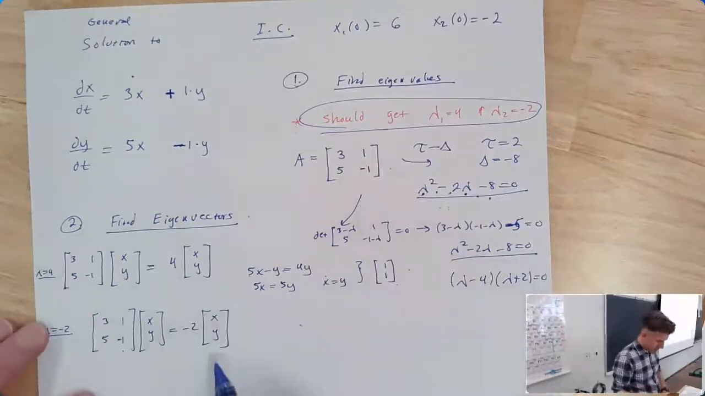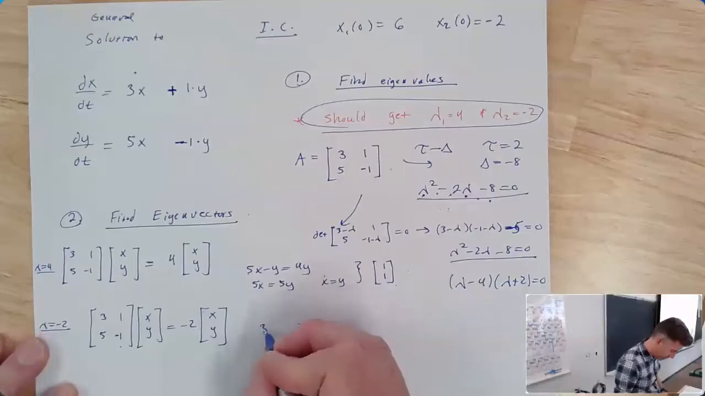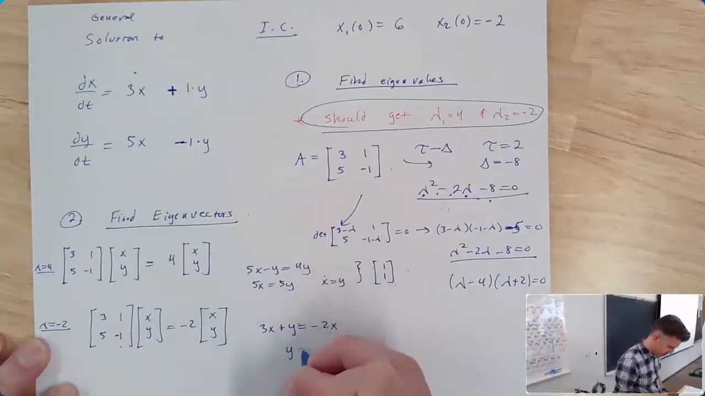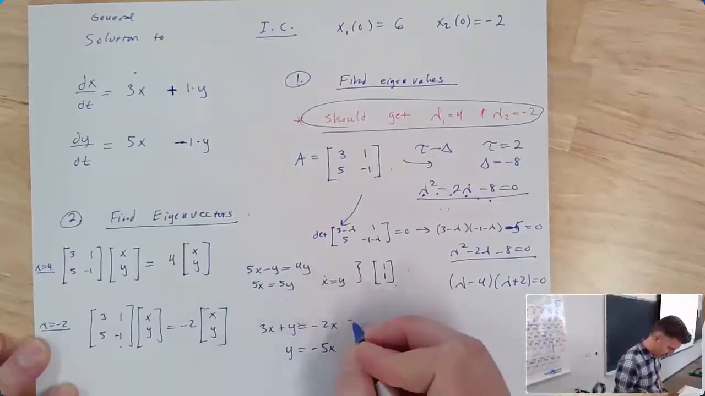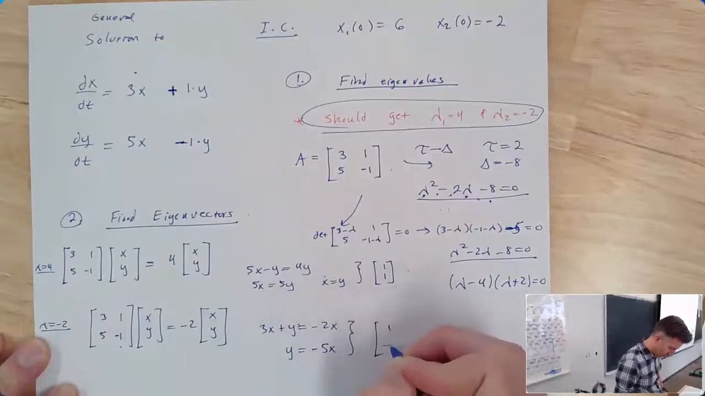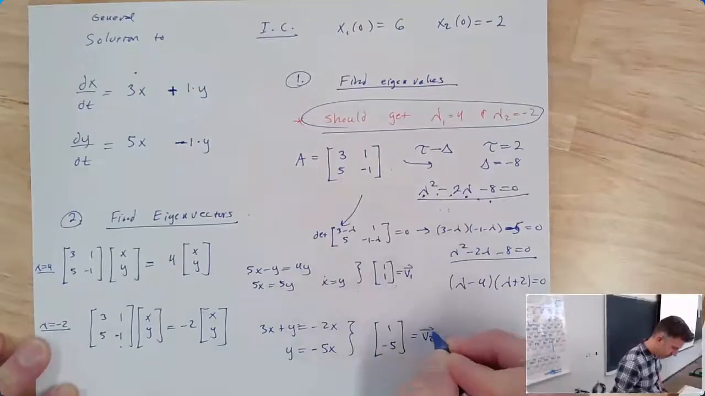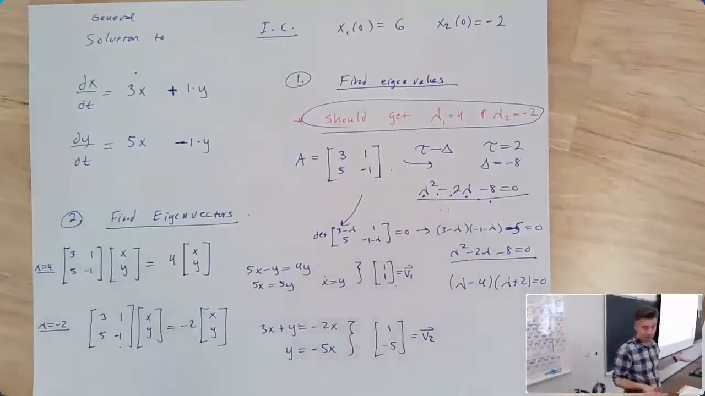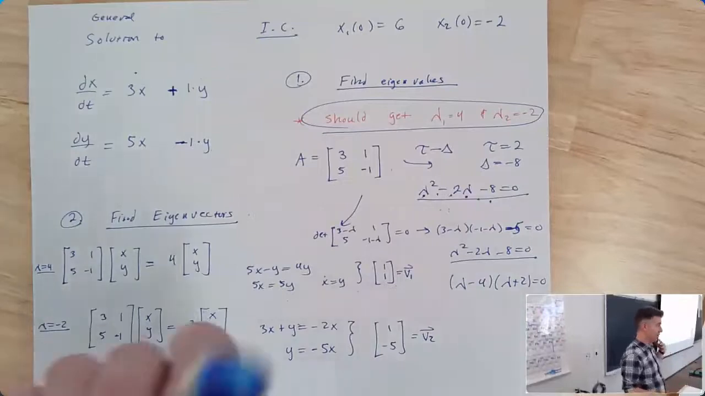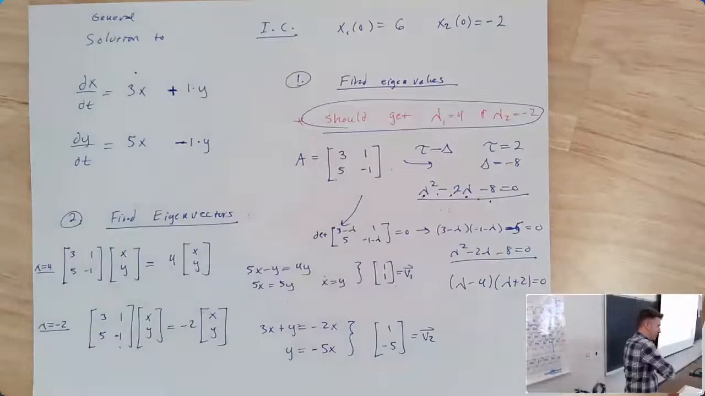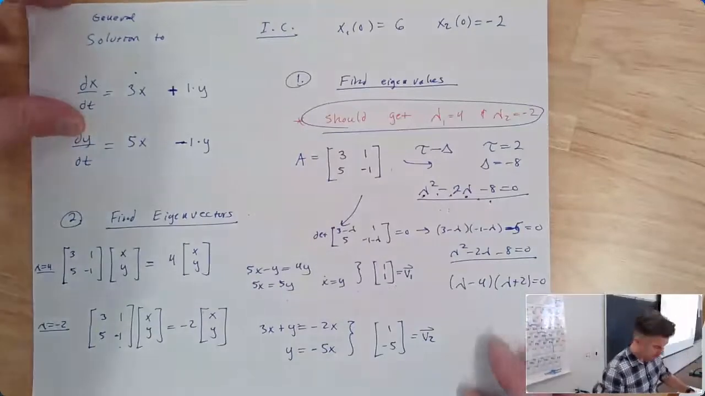Same idea here. If I use the first equation, I have 3x plus y equal to negative 2x. Subtracting 3x from both sides, y equals negative 5x. Letting x equal 1, I get x is 1 and y is negative 5. So that's my first eigenvector. My second eigenvector. Either equation should get you there, but you really almost never need both. The only time you need the second equation is if the first one gives you something like x equals x or y equals y, which doesn't tell you anything. Other than that, you only ever need one of them.